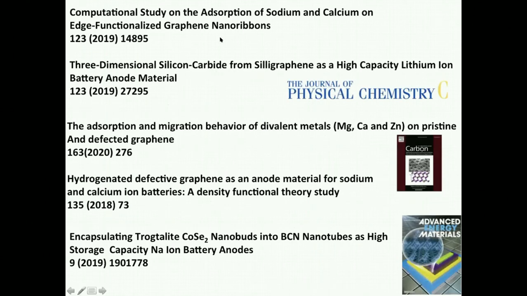Other than this GDY, we have studied graphene nanoribbons for sodium ion batteries. New materials, silicene, graphene, recently we studied it for lithium ion battery, and again multivalent ion batteries like magnesium, calcium and zinc. We studied this defected graphene as an anode material, again defected graphene for calcium ion batteries, and this is again sodium ion batteries, and this is with the experimental collaborators, recently published paper. So these are some of the other studies which we have done on different types of batteries.